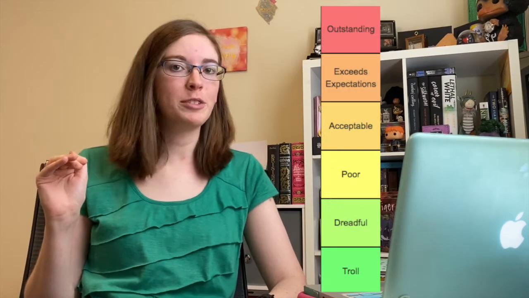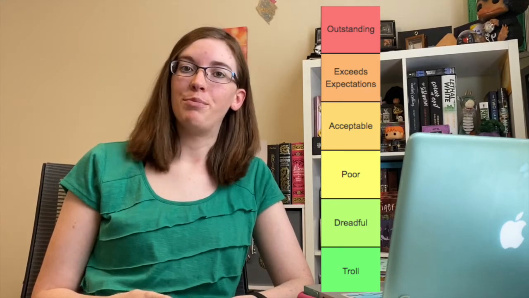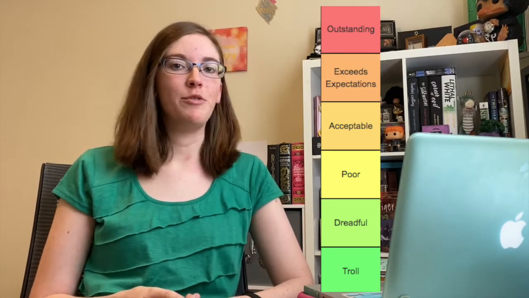But the first on my list is definitely a dystopian classic. Probably the first book that a lot of people think of when they think of dystopians. And that is 1984. And for my tier ranking, I like to use the Harry Potter OWLs grading system. So this ranking goes O for outstanding, E for exceeds expectations, A for acceptable, P for poor, D for dreadful, and T for troll.